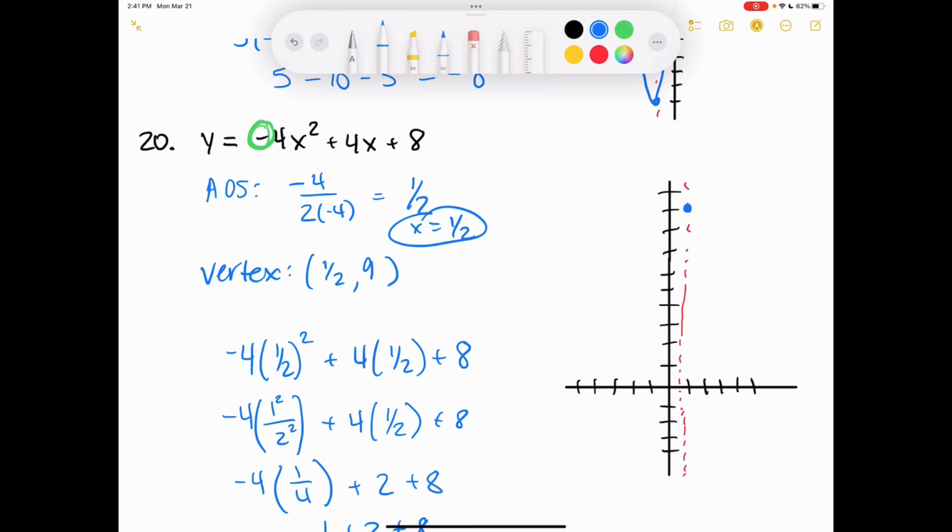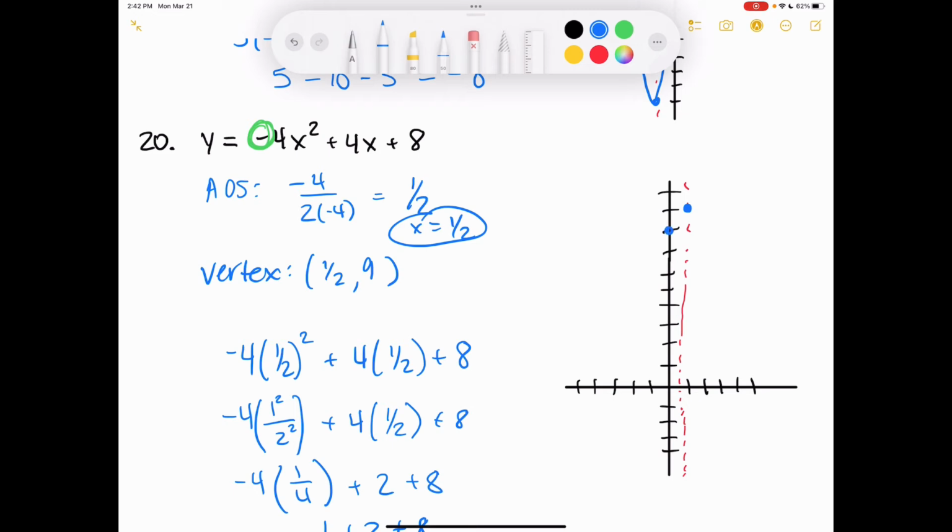Again, if 0 is an option, I'm always going to use 0. And 0 will be an option unless the vertex is at 0. That's the only time that it's not going to work. Or if your axis of symmetry is at x equals 20, you're not going to want to use 0. You're not going to like that answer. So, plug in 0. So, -4 times 0 is 0. Plus 4 times 0 is 0. Plus 8. So, that's going to be 8.